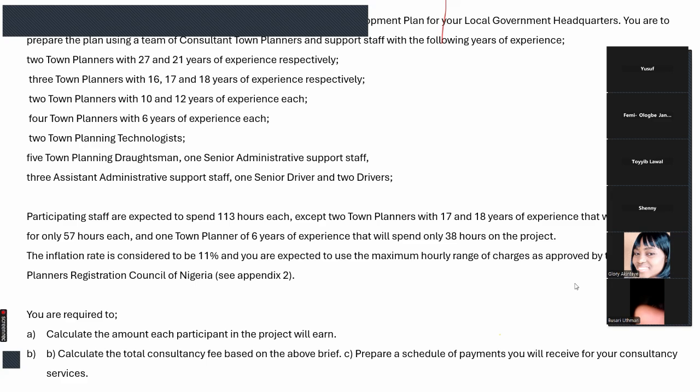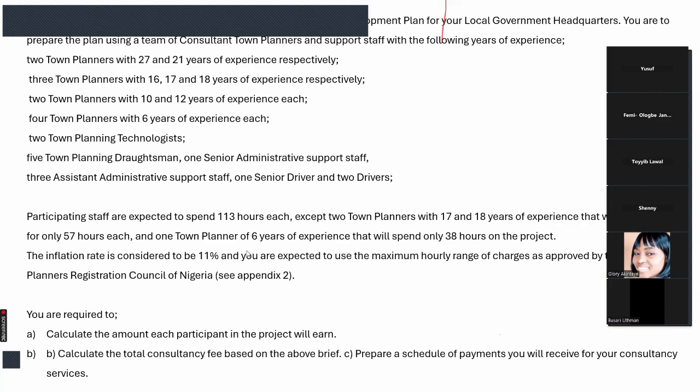Okay, then here they mention the inflation rate. Yeah, some questions they will mention the inflation rate, while some questions they might not mention it. So if in your question they mention the inflation rate, then you determine the inflation rate. So how are you going to determine the inflation rate?